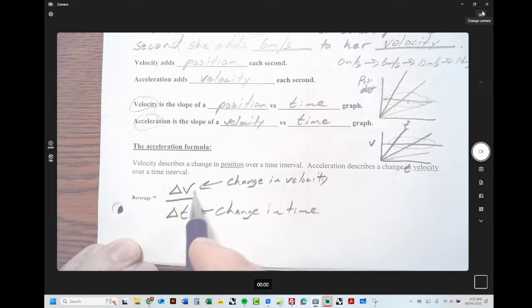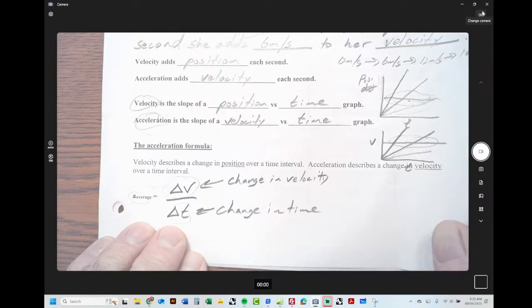So if you have a big change in your velocity and a little change in time, you've got a big acceleration. If you don't change much in your velocity, or the time is really long, then you've got a small acceleration. We'll do a couple little practices and then a break, or quiz retake.